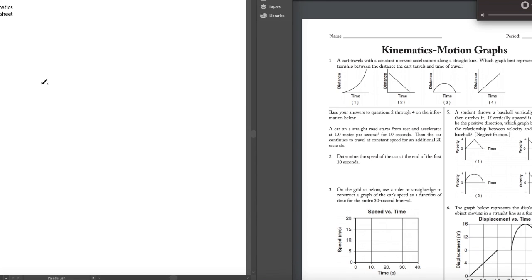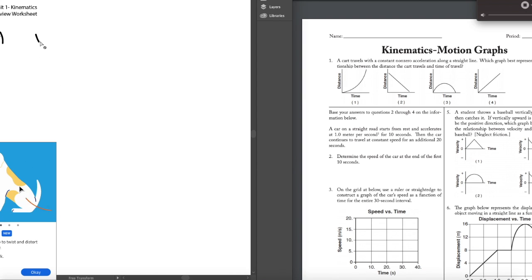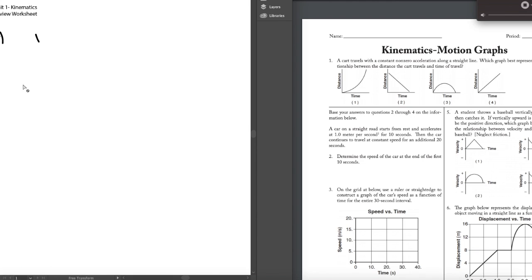I'm so dumb. If it's non-zero acceleration, that means that it is accelerating. It can be a negative acceleration or it could be a positive acceleration. But I know for a fact that it must be number one.